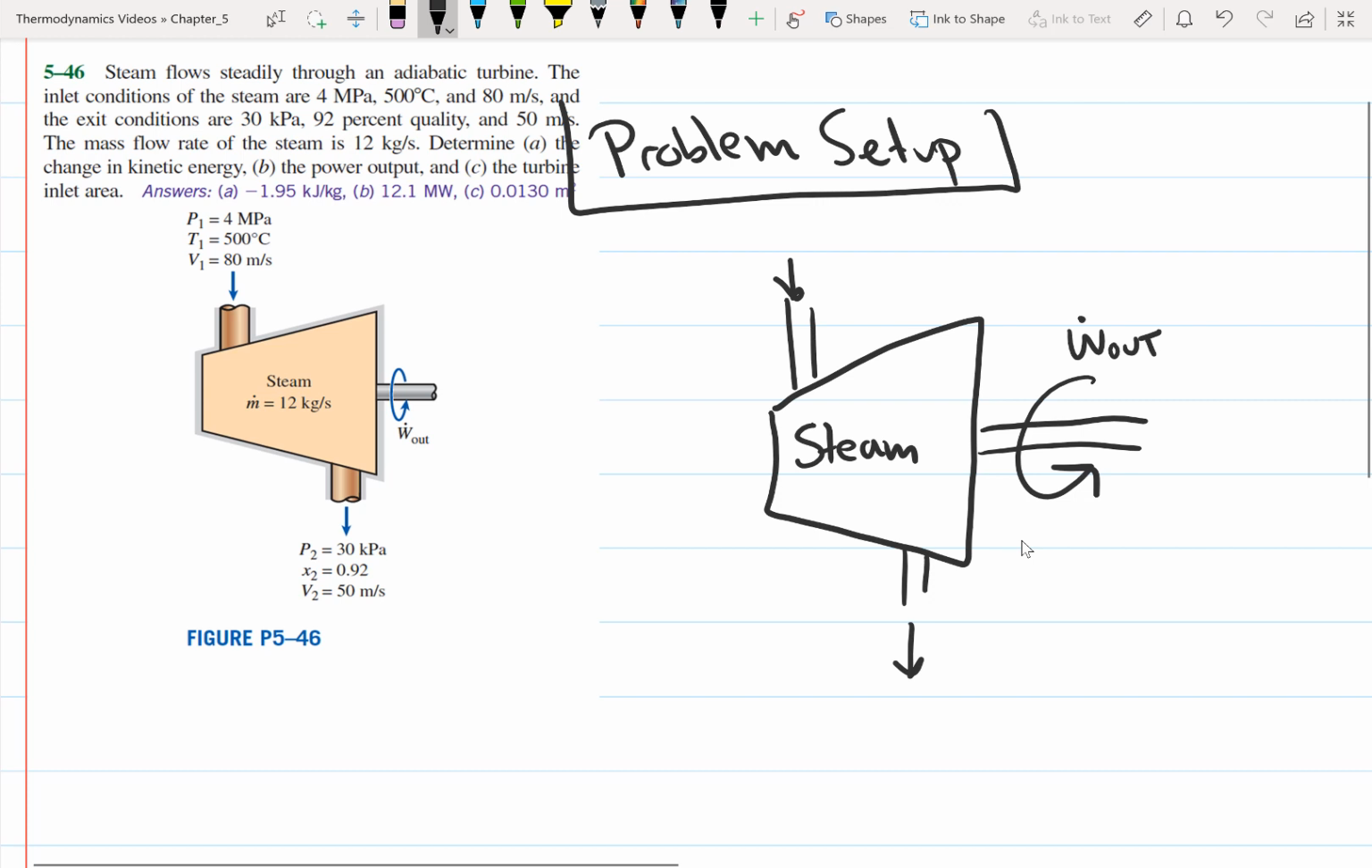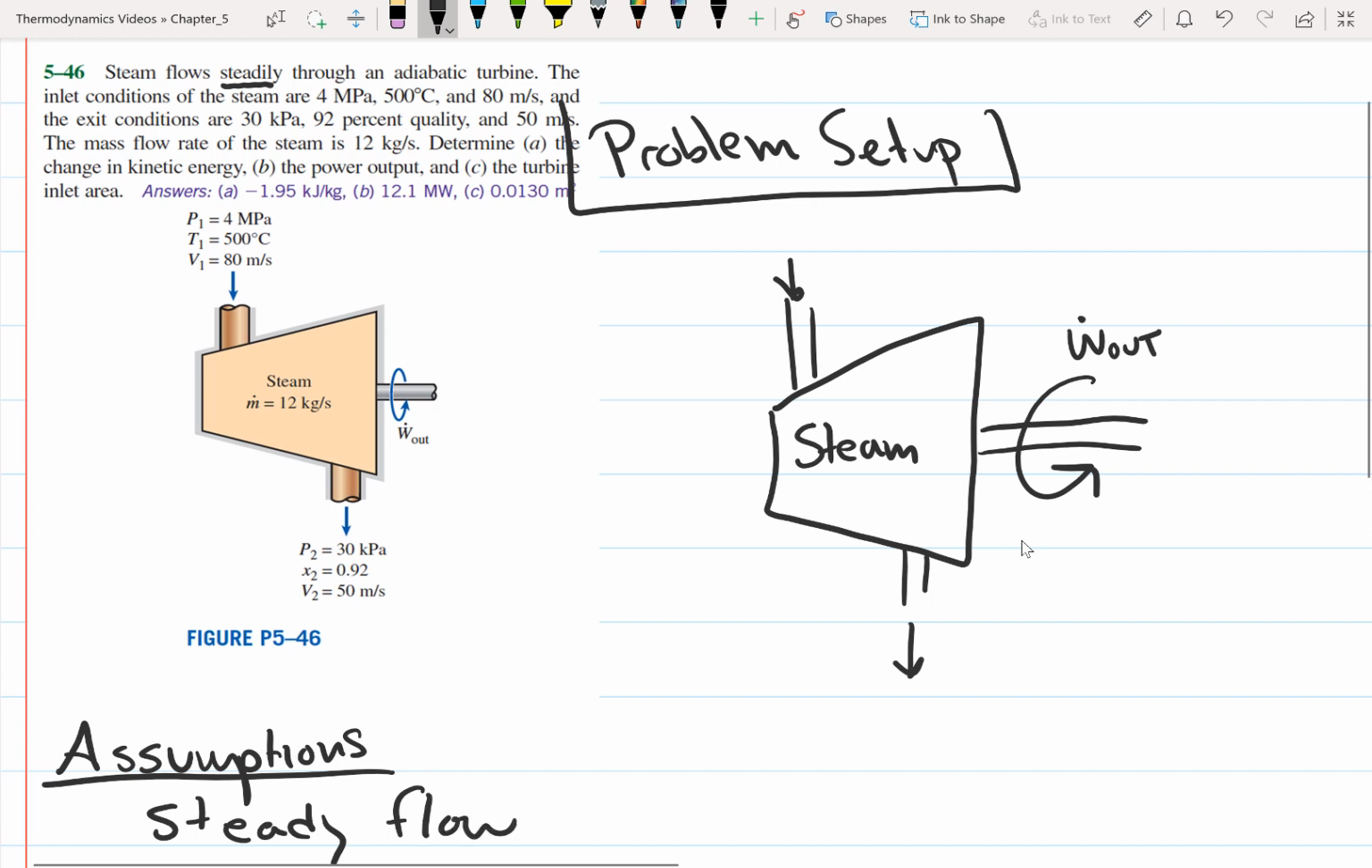Alright, now let's write down some of our information. So it says the steam flows steadily. The steadily is a huge clue. That means that we can assume that this is steady flow. So this is going to go under our assumptions, but I'll just write it down now since it's right there in the problem. Sometimes your problem won't say that your system, or whatever it is that you're analyzing, is steady or flows steadily or a steady flow.